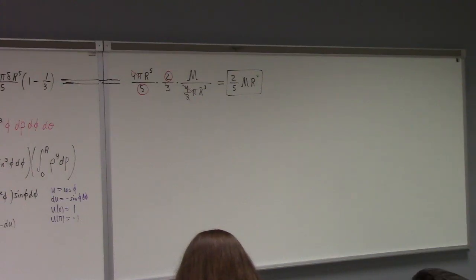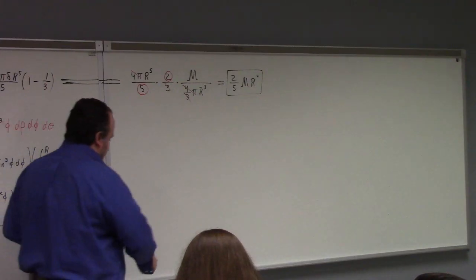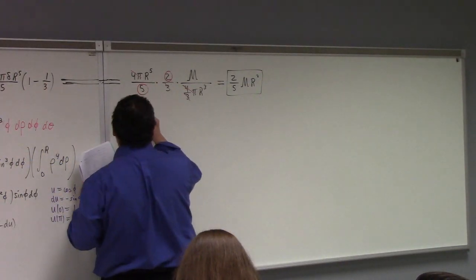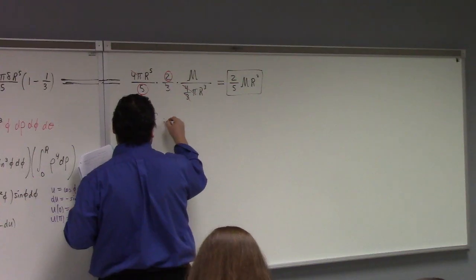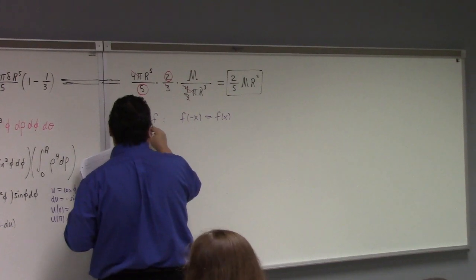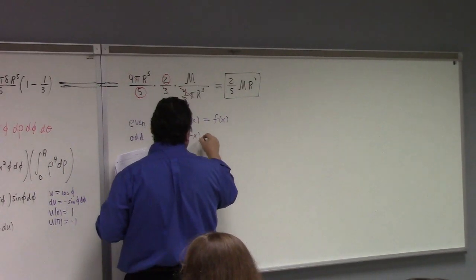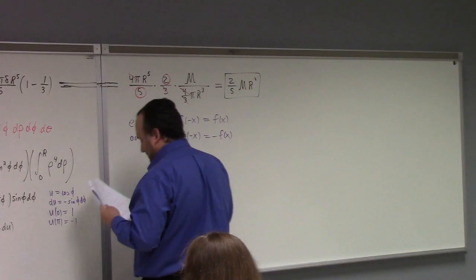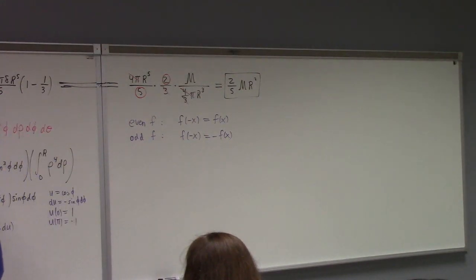What is that odd function again? An odd function is a function, by definition, f of x is odd. Even: f of minus x is equal to f of x. Odd: f of minus x is equal to minus f of x. Any other questions? No? All right.